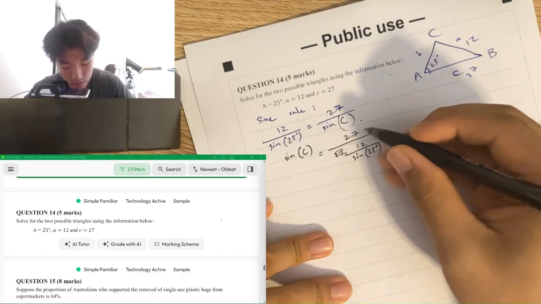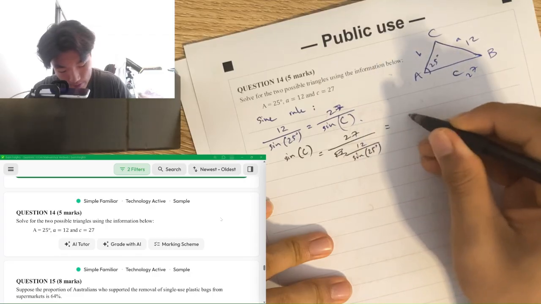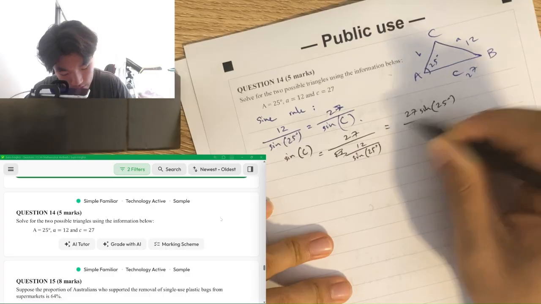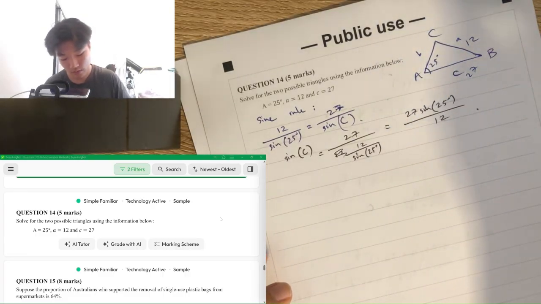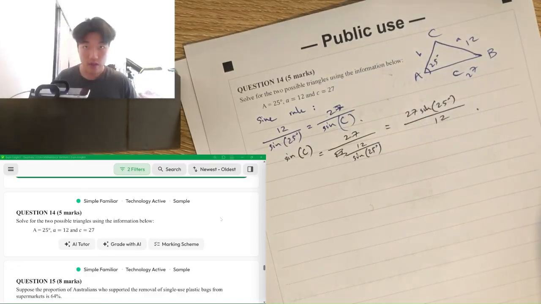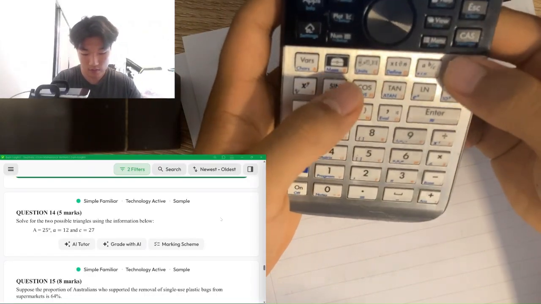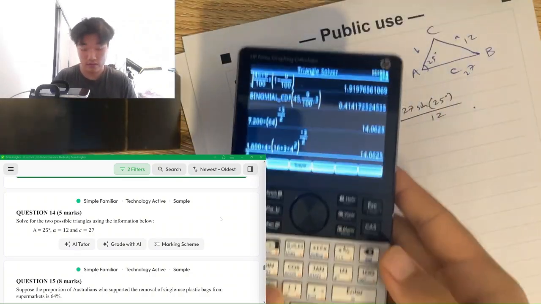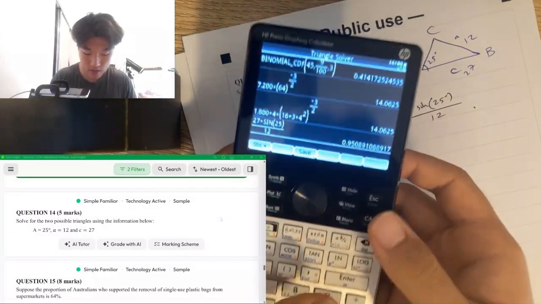Okay? Which is the same as 27 multiplied by sine of 25 degrees over 12. Now, what value is this? That's the question. 27 sine of 25 degrees divided by 12.